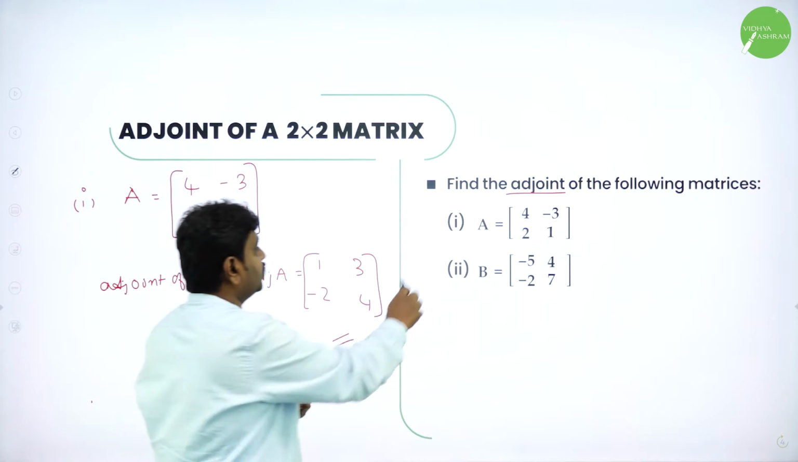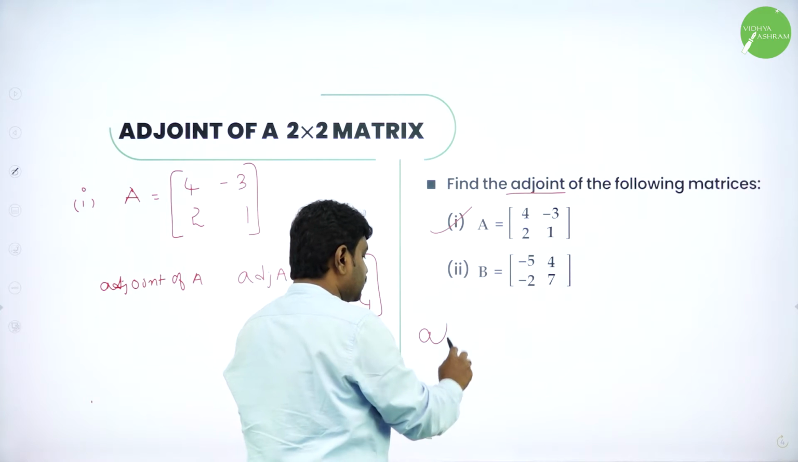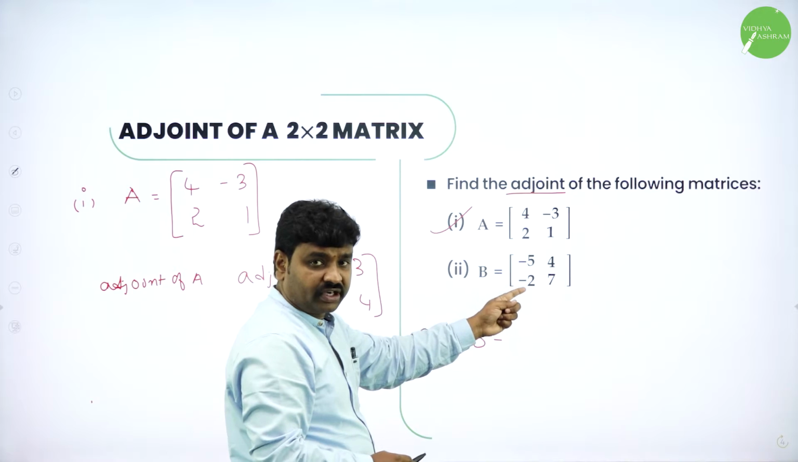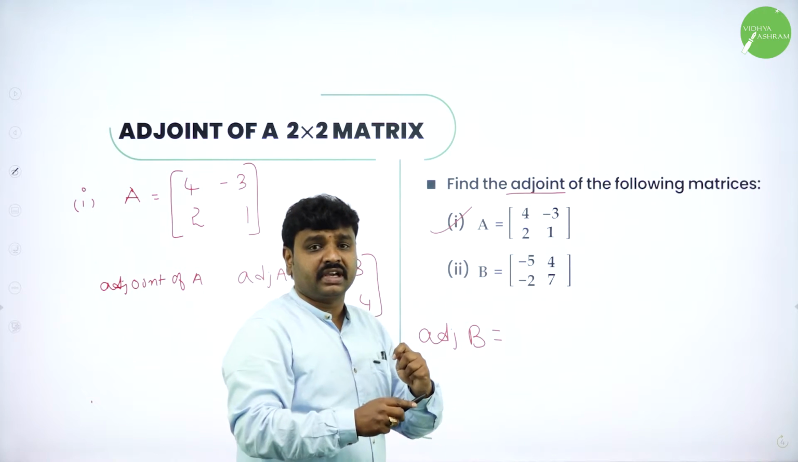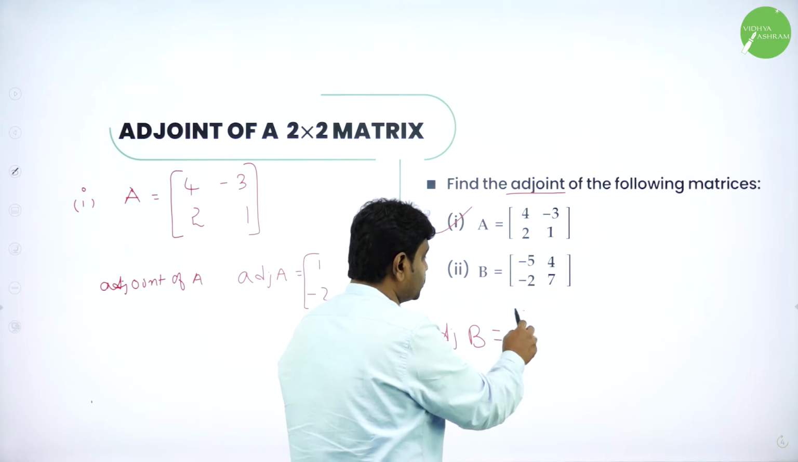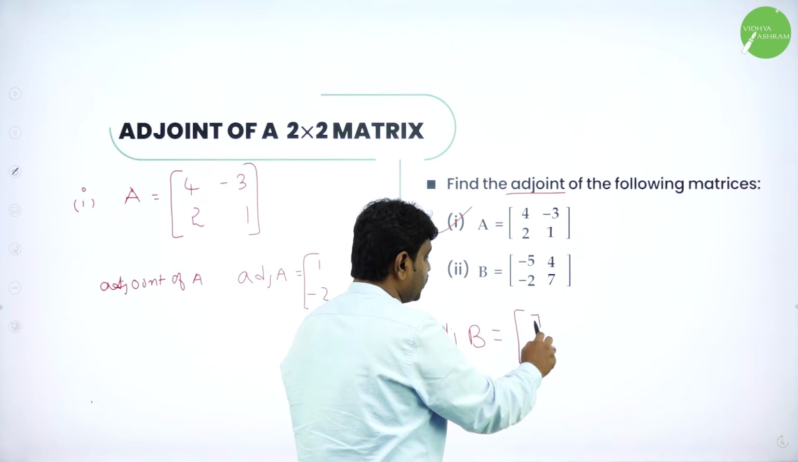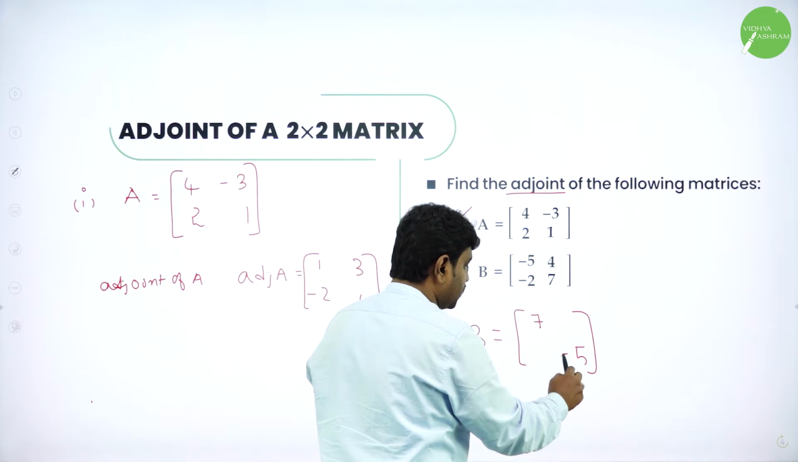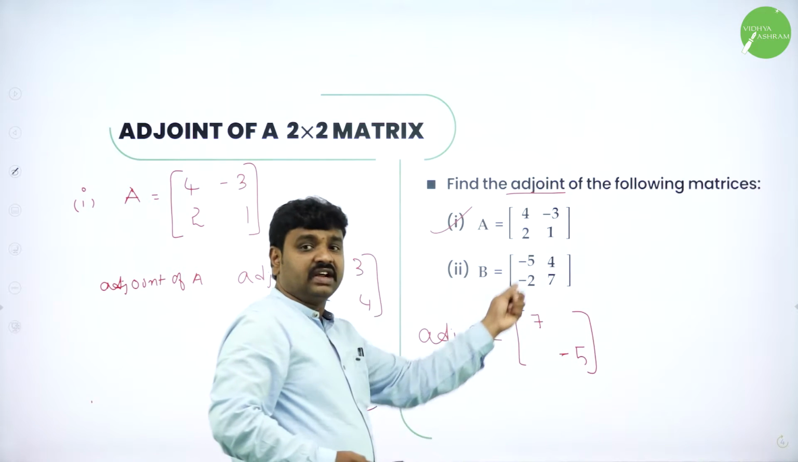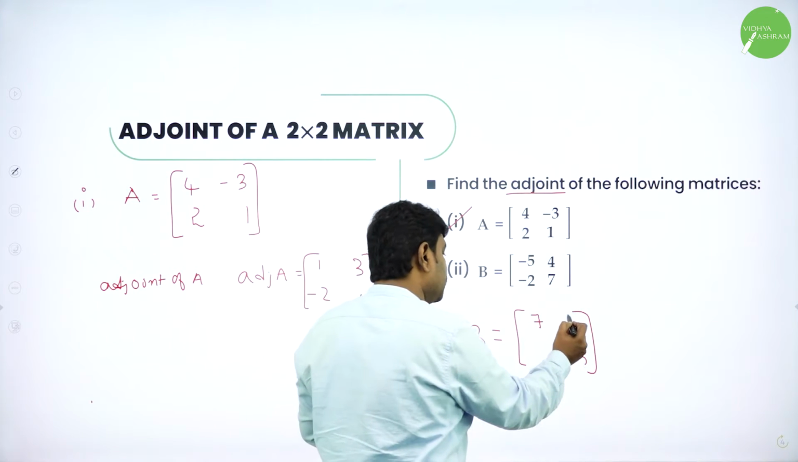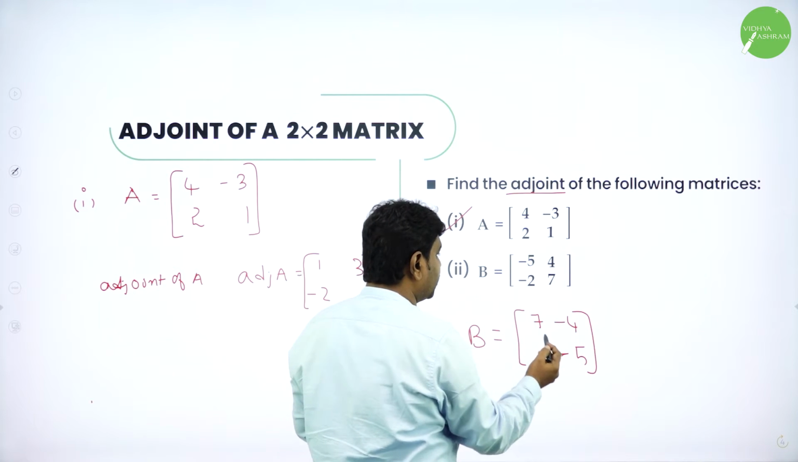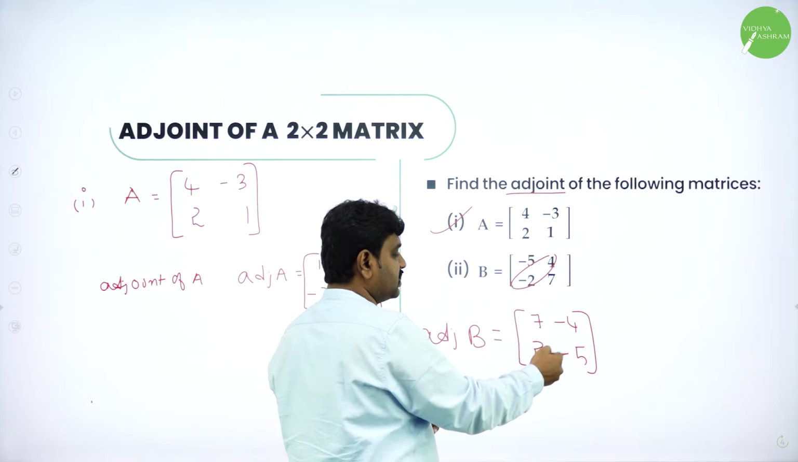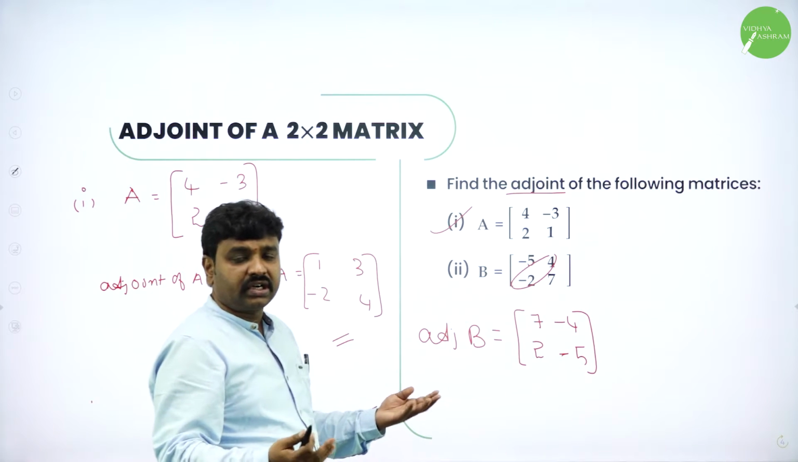Now we are done with the first. Now we'll go to the second one. They want the adjoint of B. How to find adjoint of B? Change the principal diagonal, minus 4 and 7: 7 comes to minus 5's place, and minus 5 goes to 7's place. So I interchange the principal diagonal. Change the sign of the secondary diagonal: positive 4 becomes negative 4, minus 2 becomes plus 2. Sign changed, and I got adjoint B.